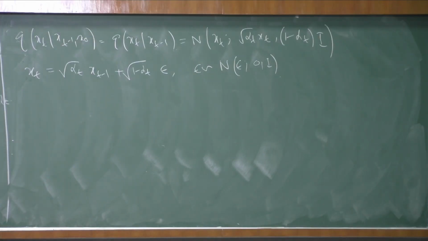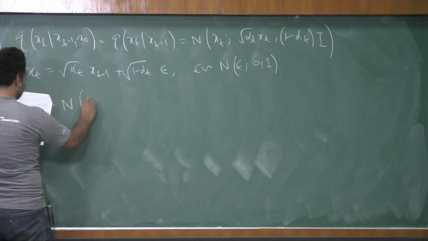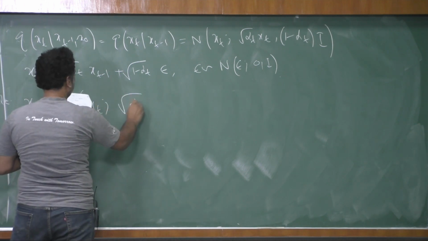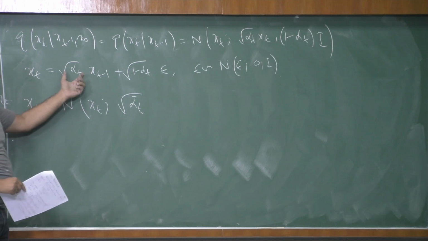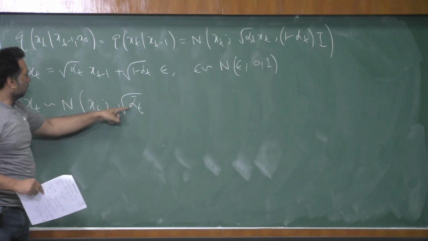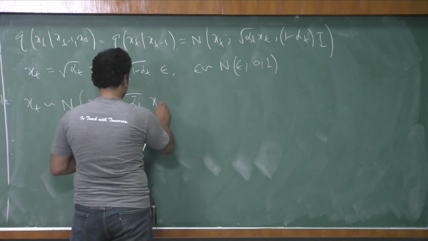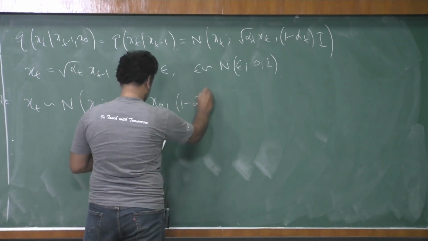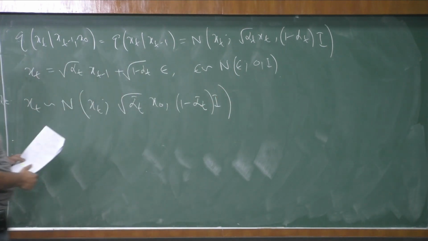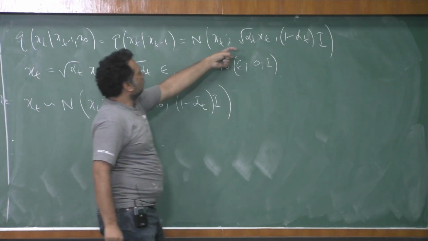So xt can be seen in terms of x naught, and x naught is the real data that you exactly know, right? So by doing this, we can say that this is square root of alpha bar t. Basically this gets multiplied due to recursion. This multiplication of all the alpha t until t is denoted as alpha bar t. So x naught and 1 minus alpha bar t.